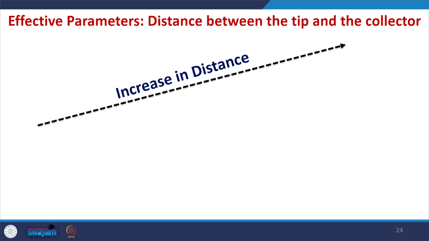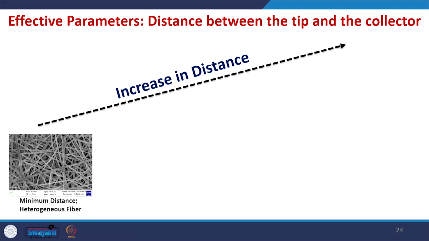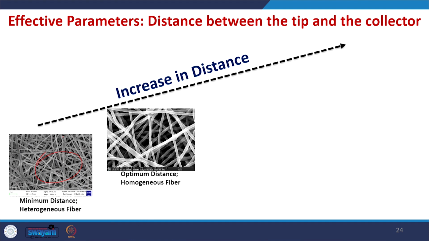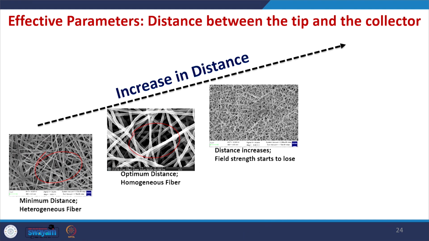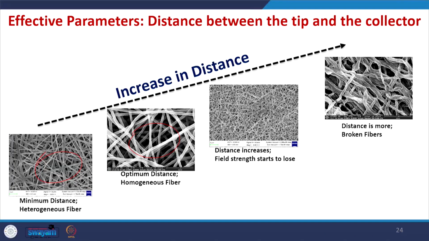Let us understand the working distance with some examples. If you are using the minimum distance, you get heterogeneous fiber. If you are using the optimum distance, you get homogeneous fiber. If the distance increases, field strength starts to lose, and if the distance is more, it leads to broken fibers. As I told you earlier, we get broken fibers if the distance is more.